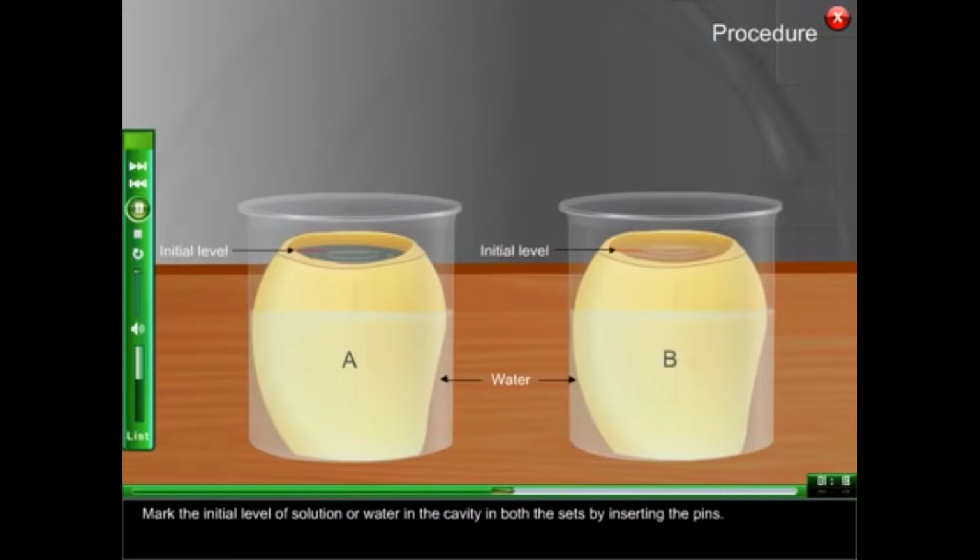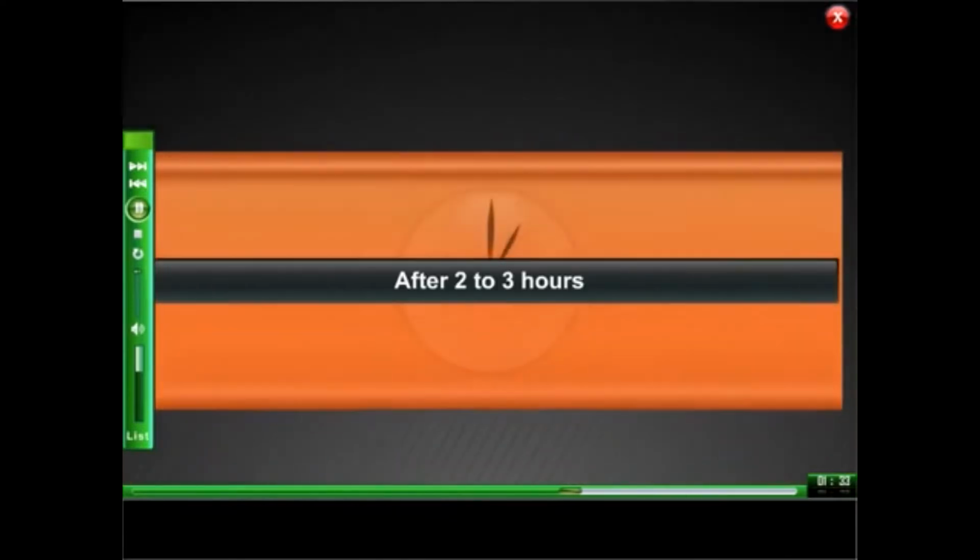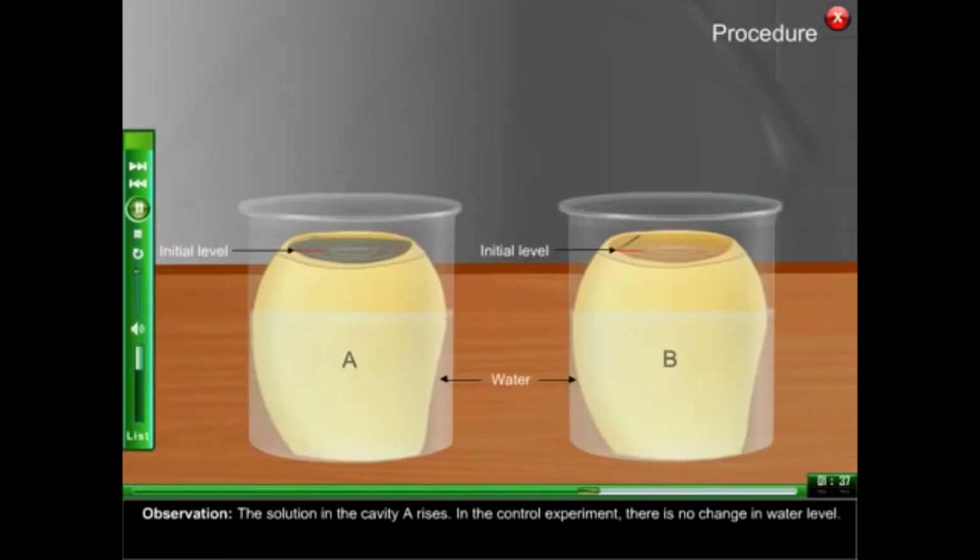Mark the initial level of solution or water in the cavity in both the sets by inserting the pins. Leave them undisturbed for 2 to 3 hours. After 2 to 3 hours, observation: the solution in cavity A rises. In the control experiment, there is no change in the water level.